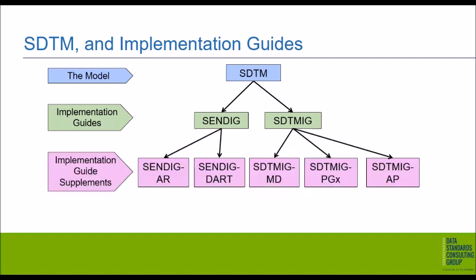Then we have these implementation, what I call supplements. Not everybody calls them supplements, but I do. And I think no matter what you call them, there is this hierarchy. This is the SEND-IG for animal rule studies, which is finishing public review, I think in the next week or so. The SEND implementation guide for developmental and reproductive toxicology studies. The SDTMIG for medical devices, the one for pharmacogenomics, and the one for associated persons. None of these at the bottom are standalone documents. I call them supplements because you still need to go back to the parent implementation guides in order to get all the principles that are evident for a submission using one of these implementation guides.